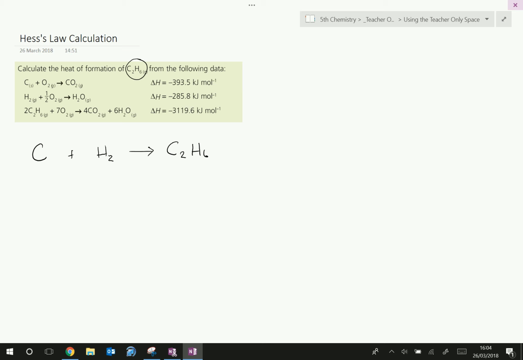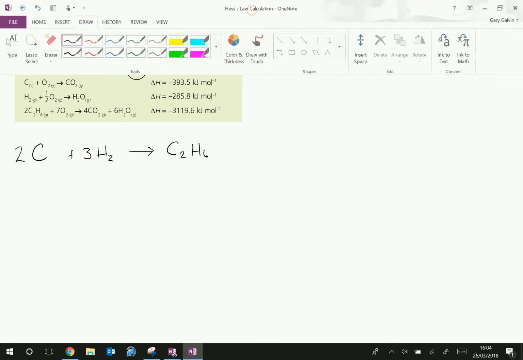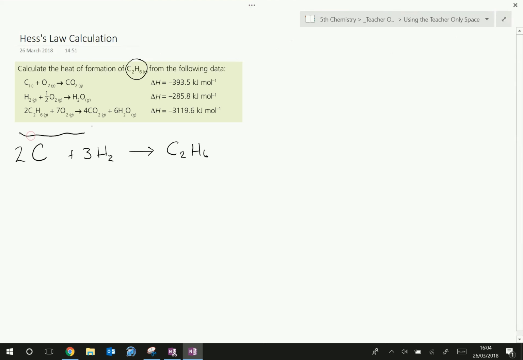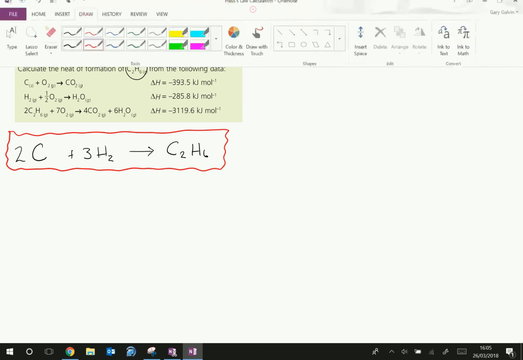Now I need to balance this. So I have two hydrogens on the right, so I need 2 on the left. And I have 6 hydrogens on the right. So to have 6 on the left, I need to multiply here by 3. So this here is the equation that we want to finish with. So this is our main equation. Okay, so we'll just put a box around that so that we know exactly how important it is. So that's what we need to finish off with.